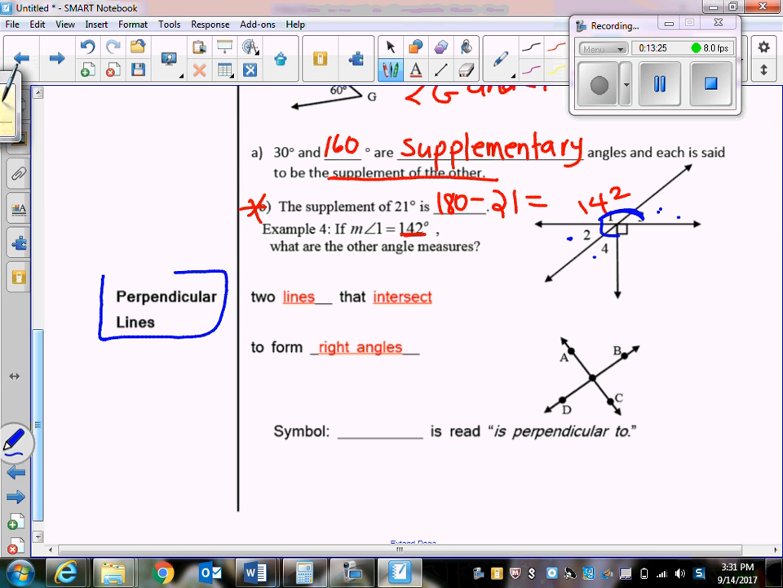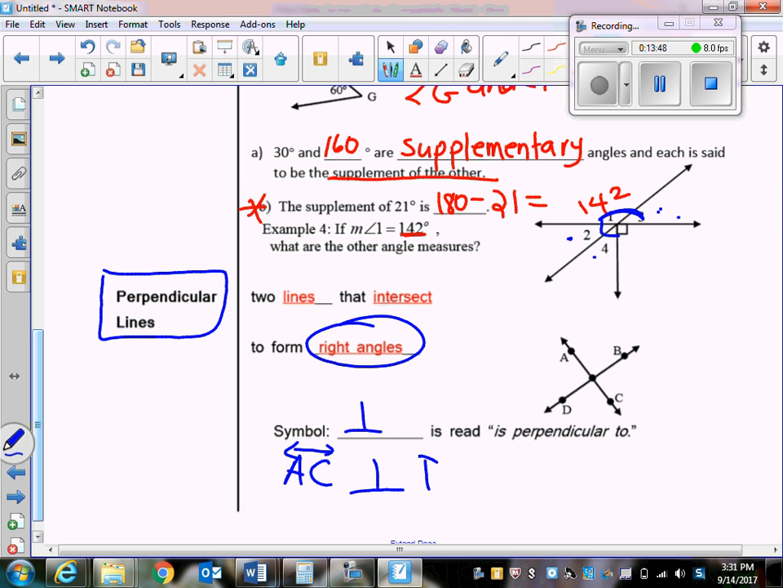Perpendicular lines. I'm sure we talked about it at the beginning. What are two lines that intersect to form right angles? Usually the symbol we use looks like this. How is it used? I can say line AC, and if I put this upside-down T before BD, it tells you that AC is perpendicular to BD. That's how you read it. I can also write it as segment AC perpendicular to BD. This tells me segment AC is perpendicular to segment BD.